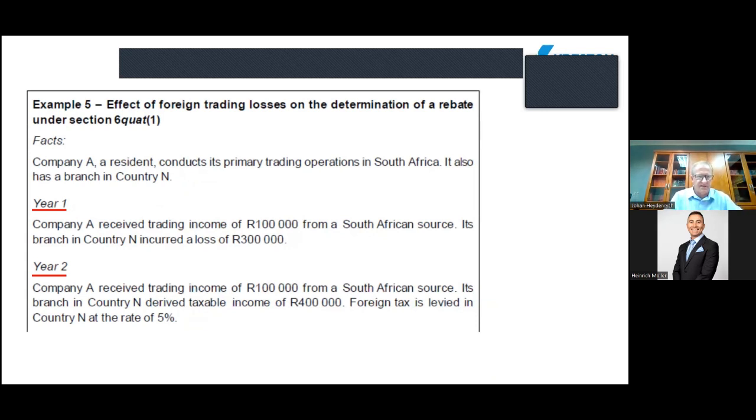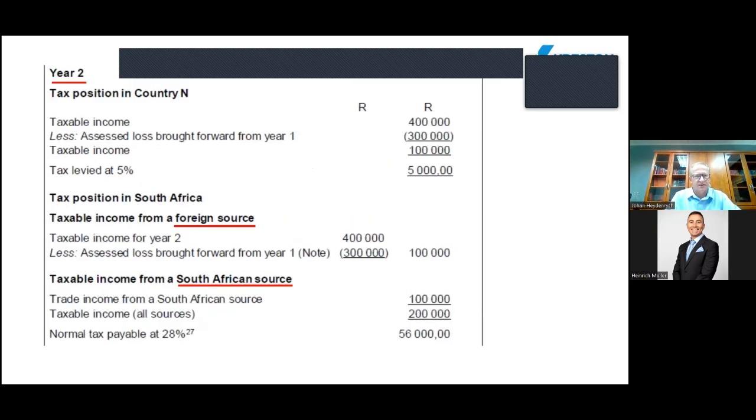In year two, company A received trading income of 100,000 Rand from a South African source. Its branch in country N derived taxable income of 400,000 Rand, on which it pays tax of 5%. So let's do the tax in year two. Again, you've got to do foreign tax and local tax. In the foreign tax, the tax that you pay in the foreign country is 5,000 Rand because 400,000 Rand minus the 300,000 Rand gives you 100,000 Rand. Their tax rate is 5%, so your potential rebate is 5,000 Rand.